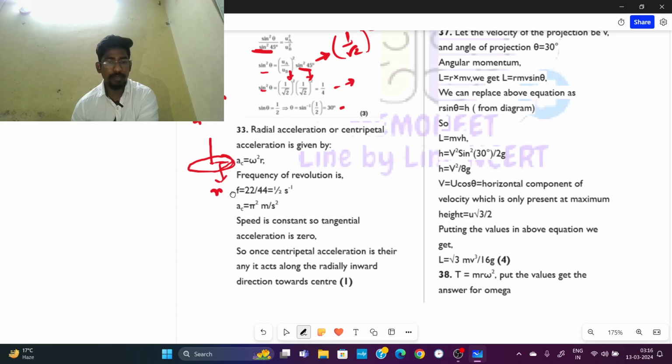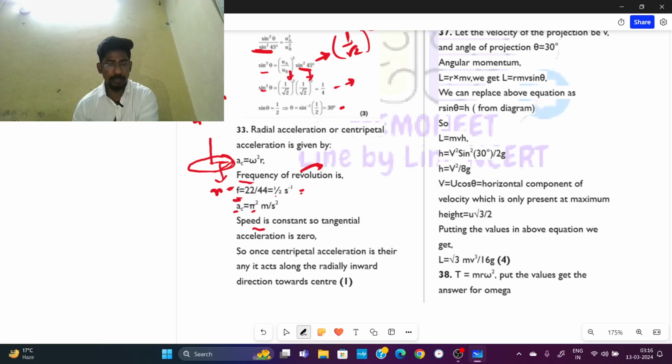the frequency, as we know, is nothing but the number of revolutions per unit time. So you will get frequency equals 0.5 second inverse, or hertz, whatever you say. Now you have to calculate the value of acceleration, which equals pi square.